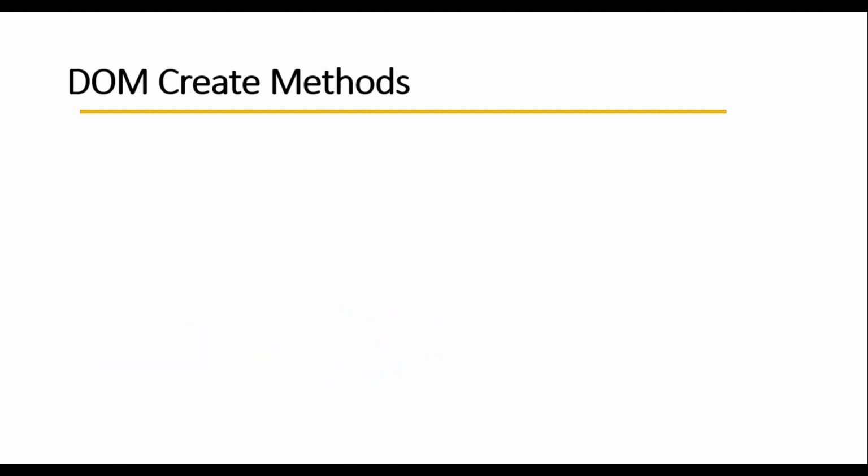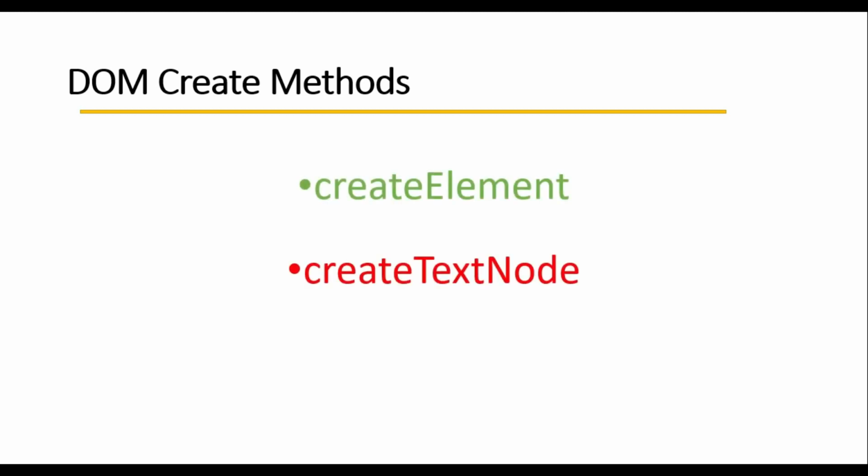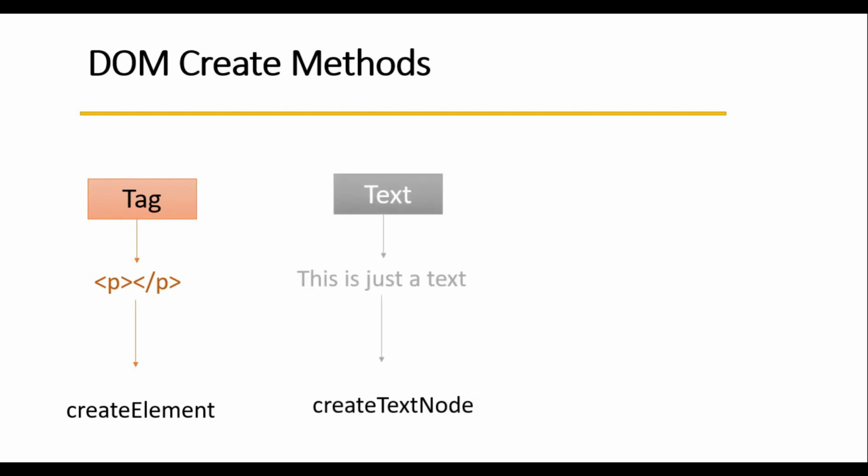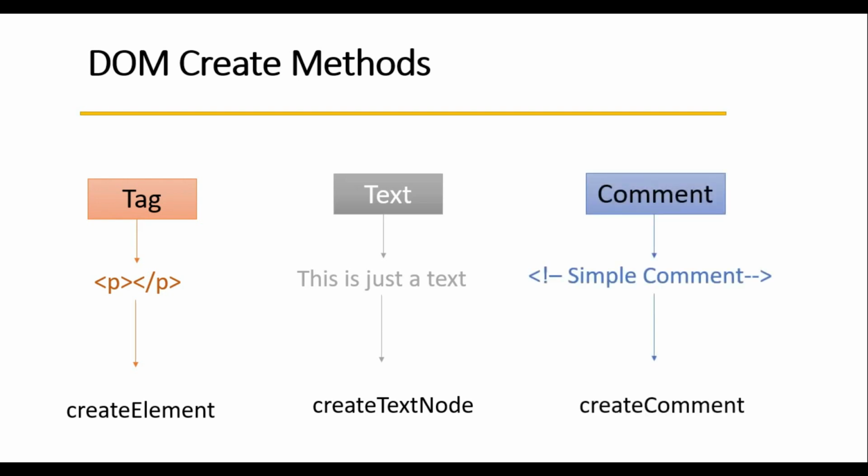So DOM has three create methods, which are createElement, createTextNode and createComment. By using the createElement method, you can create any type of tag you want, like p tag, h2 tag, div tag, and so on. By using the createTextNode, you can create a simple text on your web page, and by using the createComment, you can add a comment in your HTML by using JavaScript.